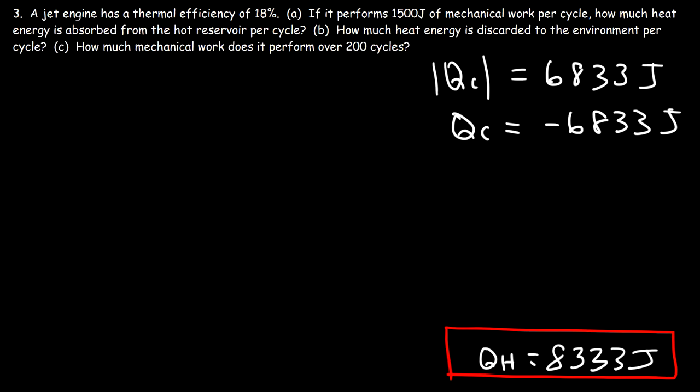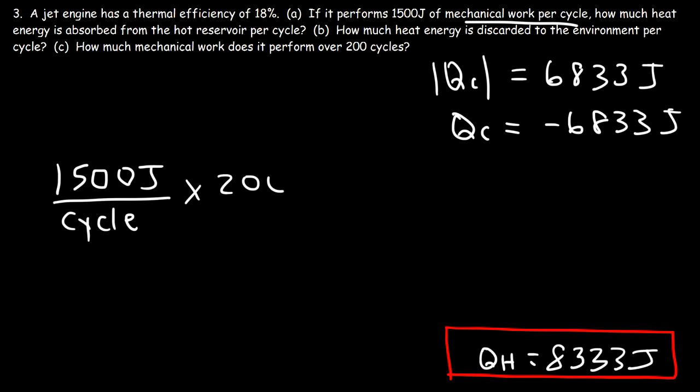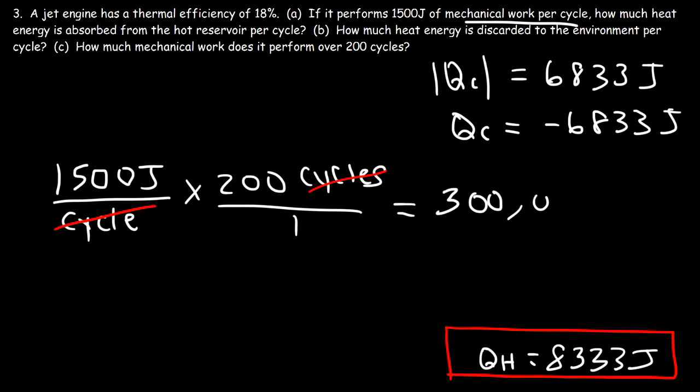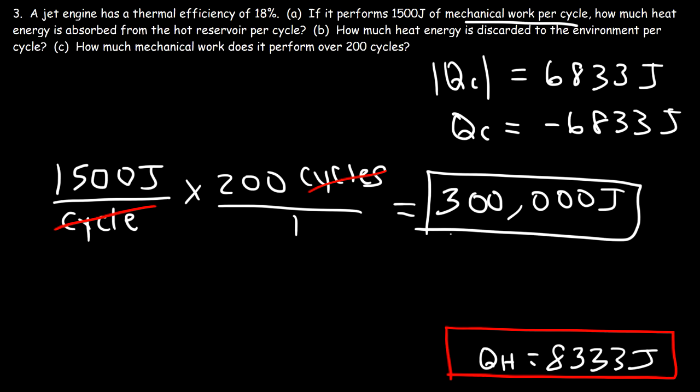How much mechanical work does it perform over 200 cycles? Now, keep in mind that it's 1500 joules of mechanical work per cycle. So all we need to do is take this value and multiply it by 200 cycles. So 1500 times 200 is equal to 300,000 joules. So that's how much mechanical work the jet engine performs over the course of 200 cycles. And so that's it for this problem.